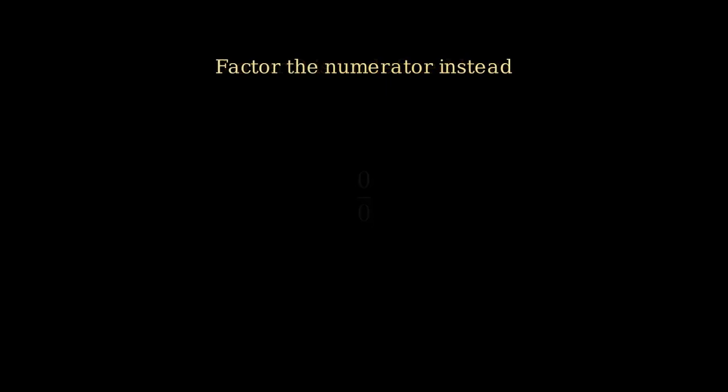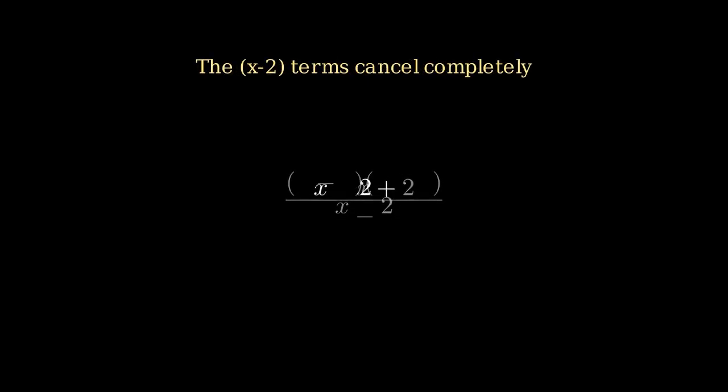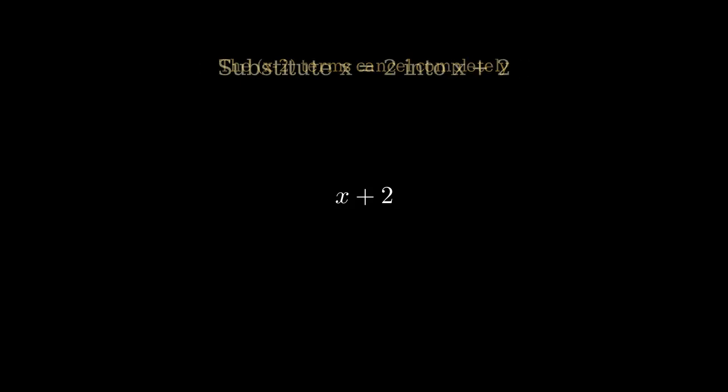Since direct substitution failed, we factor the numerator instead. x squared minus 4 factors as the quantity x minus 2 times the quantity x plus 2. Now the expression is the quantity x minus 2 times the quantity x plus 2, all divided by x minus 2. The x minus 2 factor appears on both top and bottom, so we cancel it, leaving just x plus 2. Now substitute x equals 2 into this new simplified expression, 2 plus 2 equals 4.